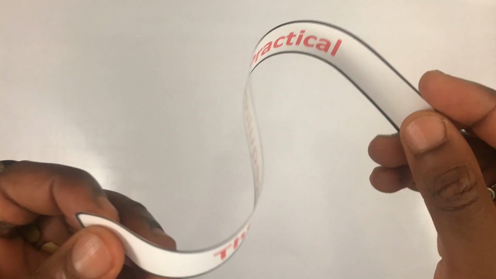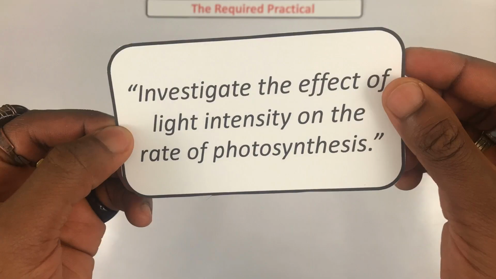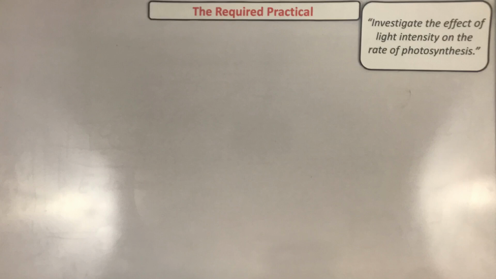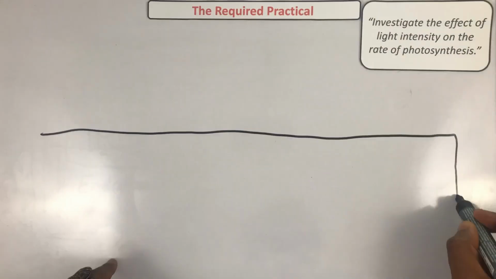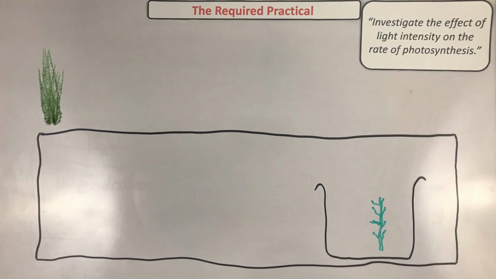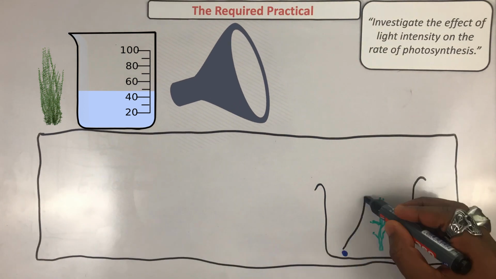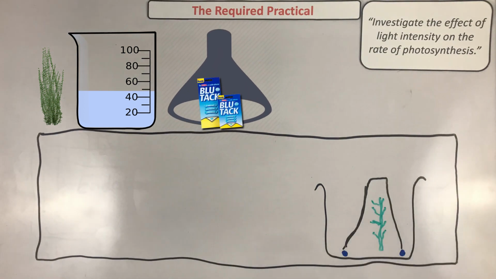The most likely investigation you would do is this. Investigate the effect of light intensity on the rate of photosynthesis. This practical can be a bit fiddly, but here are the steps. Number 1, you put like 10 centimeters of your pondweed into a beaker of water. Number 2, cover the pondweed with an inverted filter funnel with plasticine on the edge, so this keeps it off the bottom of the beaker.